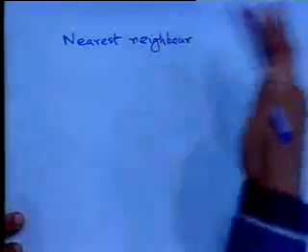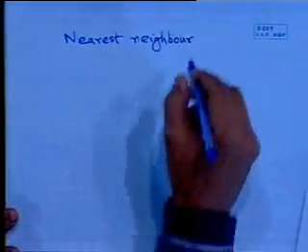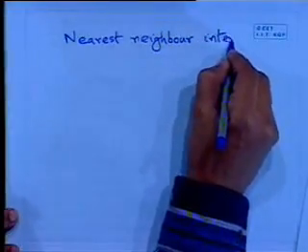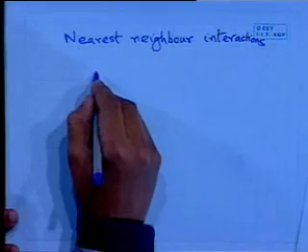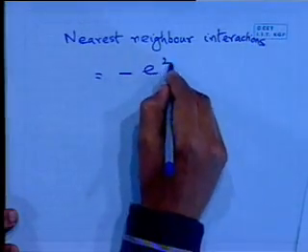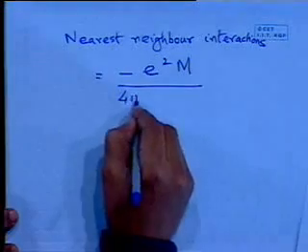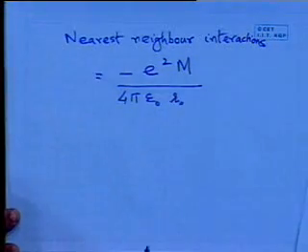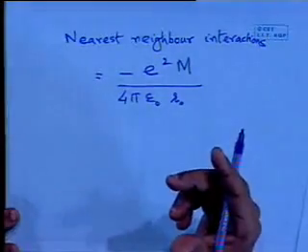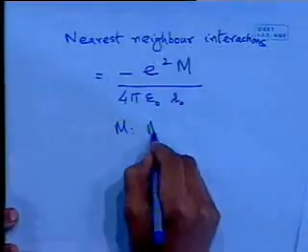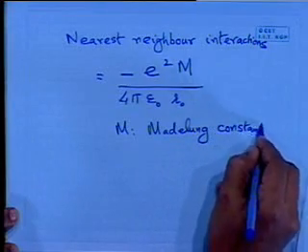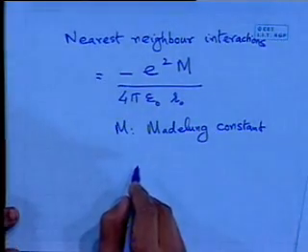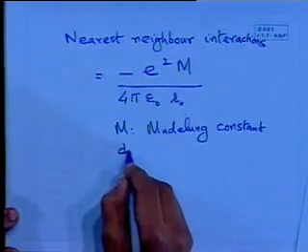If we consider only the nearest neighbor interactions, I'm restricting myself to nearest neighbor interactions, because the attraction dies out with distance. As you go farther and farther away, the attractive force is weaker. So considering only nearest neighbor interactions, we could express the previous result as minus e squared m by 4 pi epsilon naught r naught, where r naught is the equilibrium distance with its nearest neighbor. And m is what is referred to as the Madelung constant. The Madelung constant varies and it depends on crystal structure.